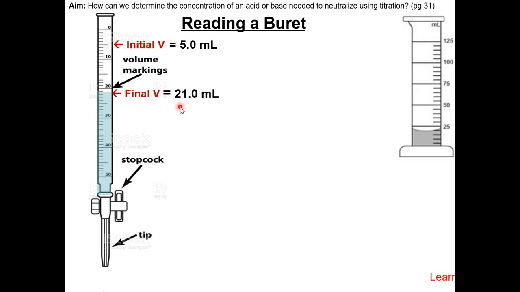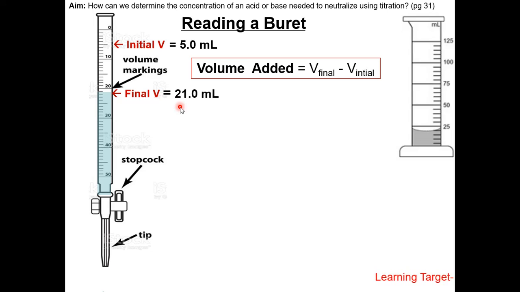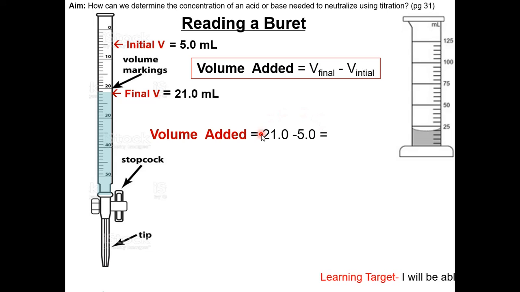To figure out the total volume titrated or added to the analyte, it is final volume minus initial volume. So in this example, it will be 21 minus 5, which is 16 milliliters that we added into the analyte. Just remember, the initial volume will be smaller than the final volume.